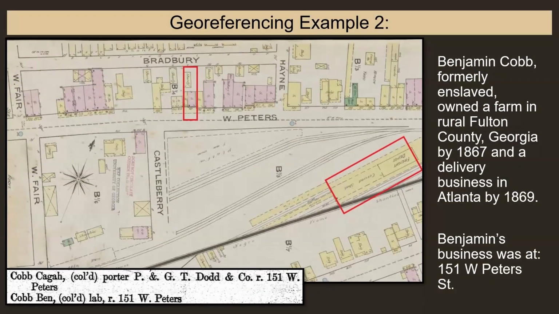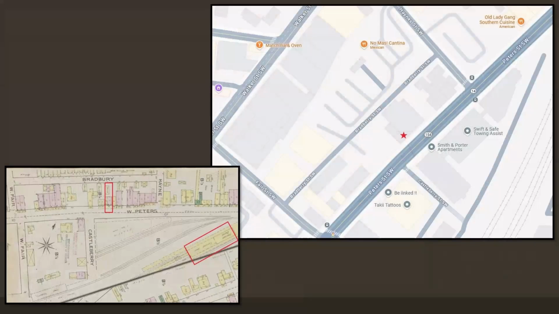He had his drayman business, which is a delivery service where they would have a dray, which is a wagon pulled by mules, and he would deliver things around the city. He worked with another young man named Kaja Cobb, or Makaja, and he is also a former slave of the same enslaver and kind of got adopted by Benjamin. And they worked together at that business. Now, this address, 151 West Peters, doesn't exist anymore. So I had to correlate with modern maps and the older maps for this location, which is here in Atlanta.